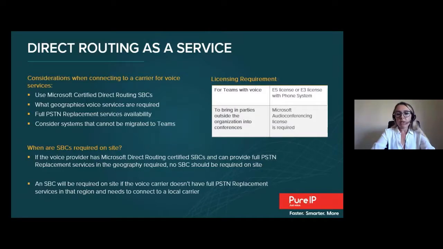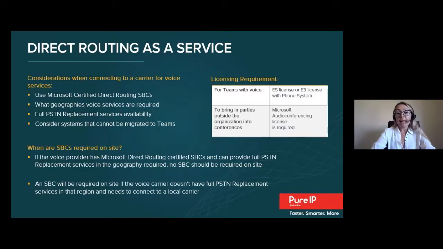A second consideration is what geographies your clients are in, so the Teams clients or the offices that you'll need the voice services in. As we all know, Microsoft calling plans are only available in some regions, so you'd have to take that into consideration when you're planning out where you need the voice services. One of the options, as we're talking about here, is the direct routing element, so bringing in a voice carrier.